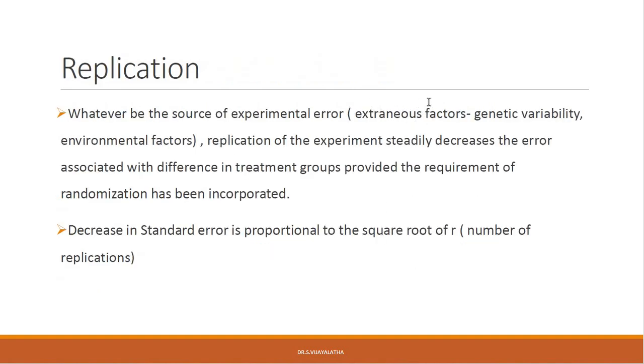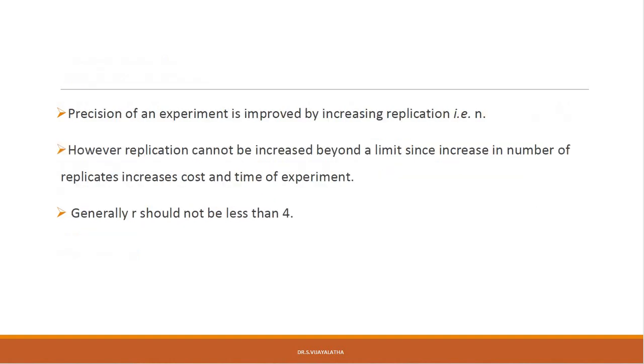So, there are many extraneous factors like genetic variability, environmental factors, etc., which are beyond the control of the experimenter. But if we do the replication of the experiment, and if we have also incorporated randomization, that means randomly allotting the experimental units to control and treatment groups, we will be successful in steadily decreasing the error. And decrease in standard error is proportional to the square root of r. That means the more number of times you repeat the experiment, we'll be able to reduce the standard error, which is standard deviation by root n.